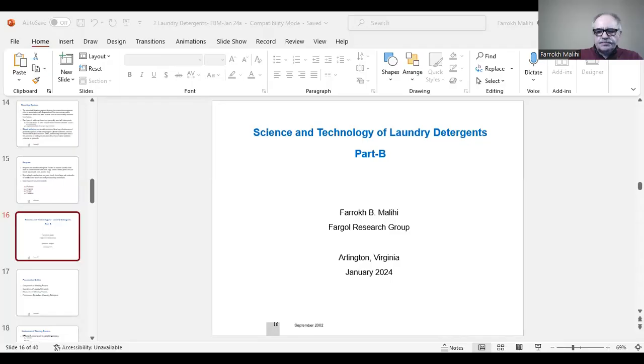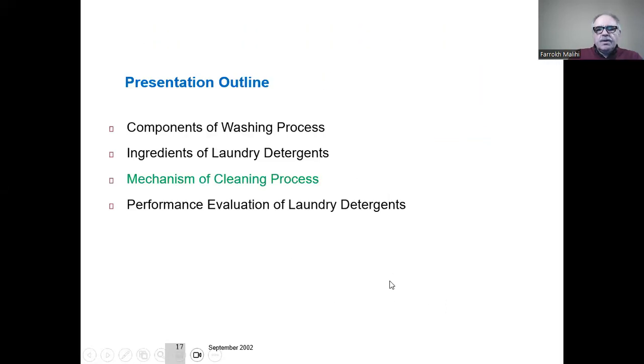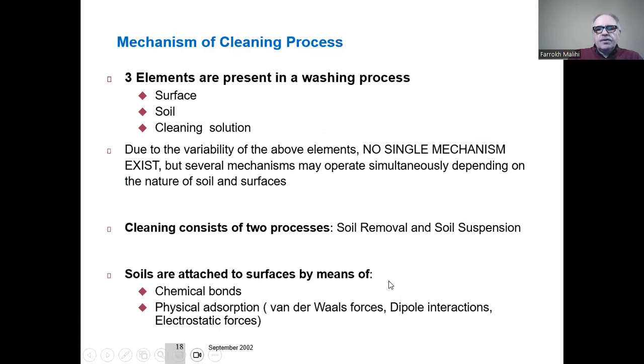The second part of this presentation about laundry detergents covers different mechanisms involved in the cleaning process. All right. In order to discuss the mechanism of cleaning, we need to look at the components of the washing process.